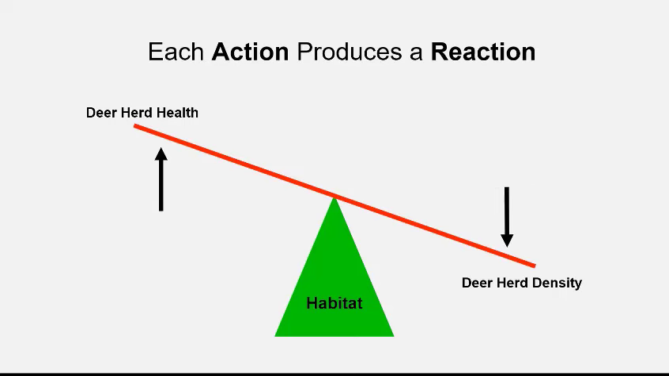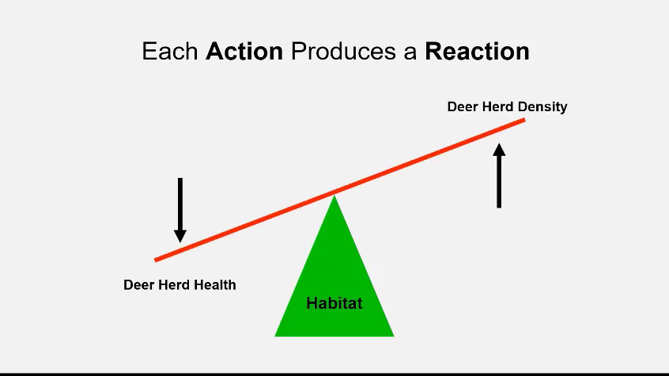If you decrease the herd density, you will increase herd health and have compensatory improvement in reproduction and survival. If you let deer herd density increase, then you will have the reaction of a decline in the deer herd health. Each action produces a reaction. Lack of harvest to control the herd density is an action, it's a choice, and it produces a reaction, which is a decline in herd health.